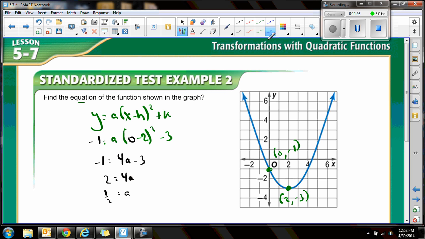Once I know the value of a, we write our final equation. Y equals 1/2 x minus 2 squared minus 3. And this is a parabola whose vertex is at positive 2, negative 3. Positive a for our equation, which means our parabola is going to open up. And since a is 1/2, it has actually been compressed vertically, so it's been pushed down and made a little bit wider.